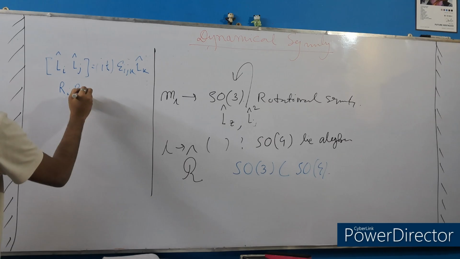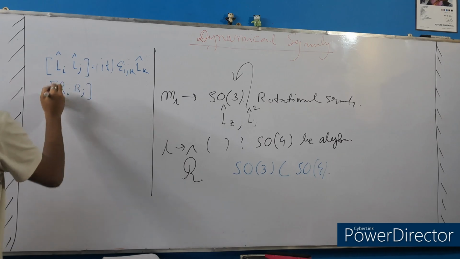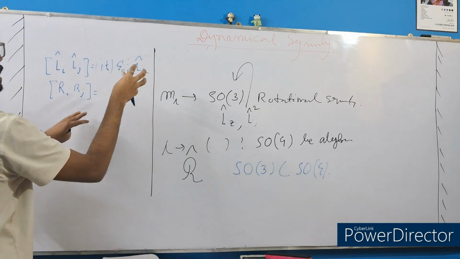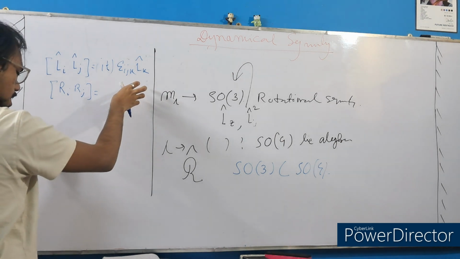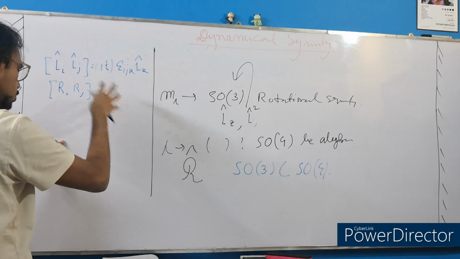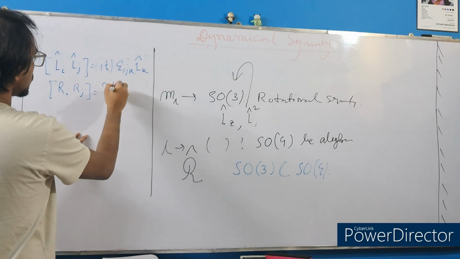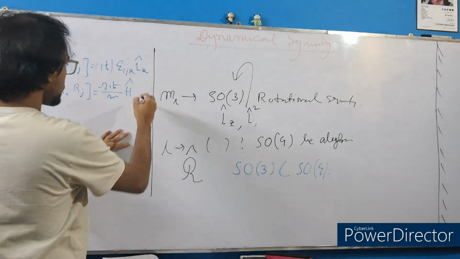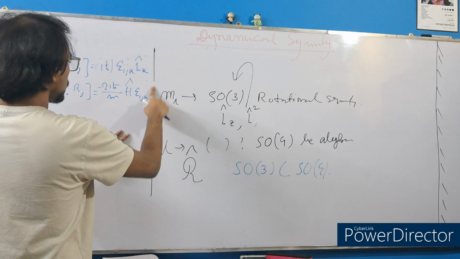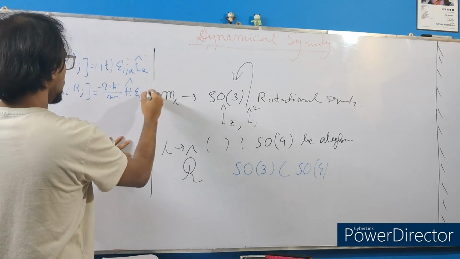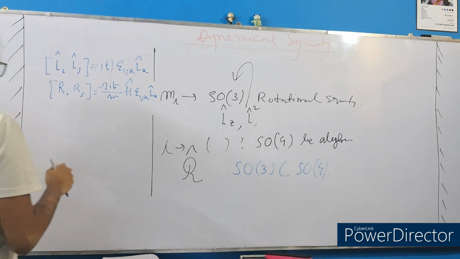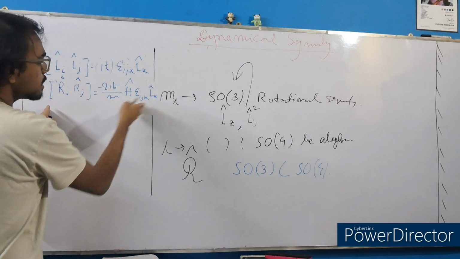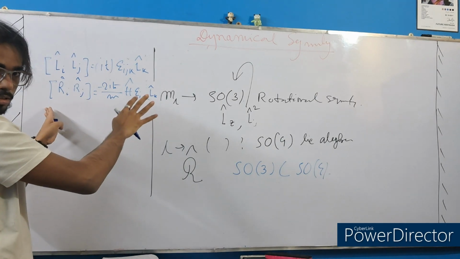Now, if you write [R_i, R_j], according to the closed Lie algebra condition, you expect that you should get some R-dependent quantity here. But here is the twist. As it is a non-closed algebra, you will get 2iħ over m with a minus sign, then the Hamiltonian of the system, then epsilon_ijk, not R_k, sorry, but L_k. So you are seeing that we are starting from R and we are reaching at L, so it is not closed.